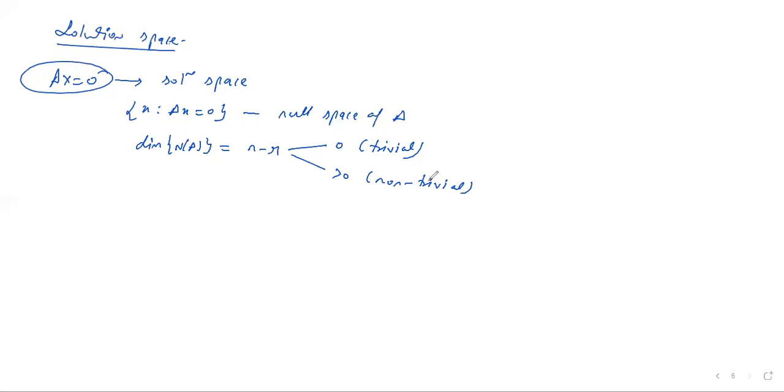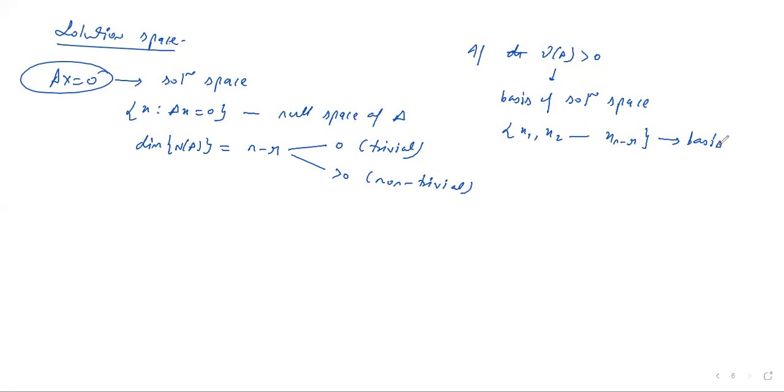Let's just consider that the nullity of A is greater than 0. In this case we may search for a basis of the solution space. So suppose that x1, x2 to x n minus r are the basis of the solution space. Let this be the basis of the solution space.